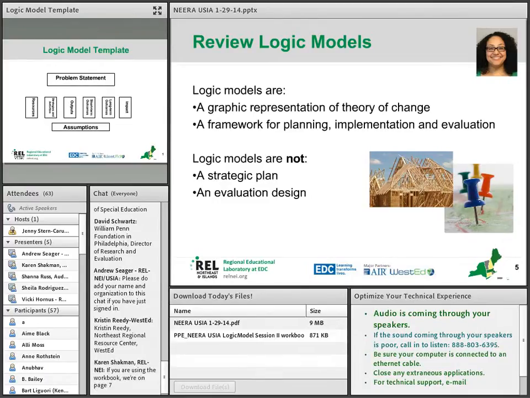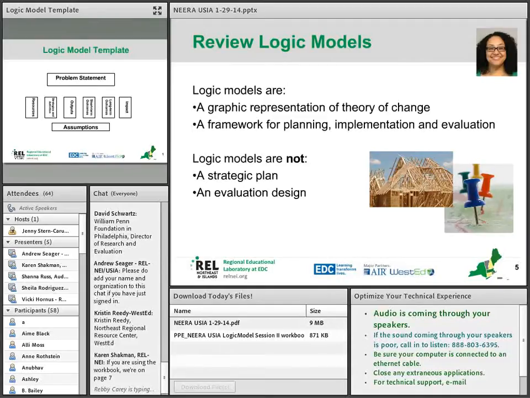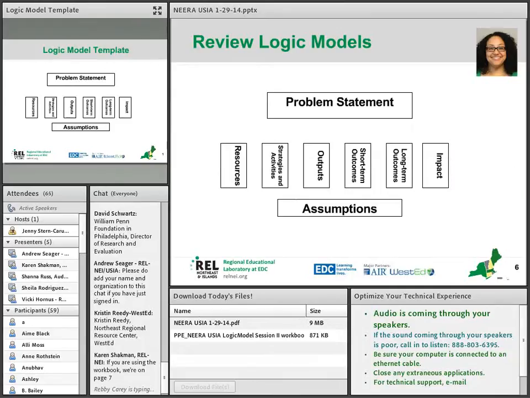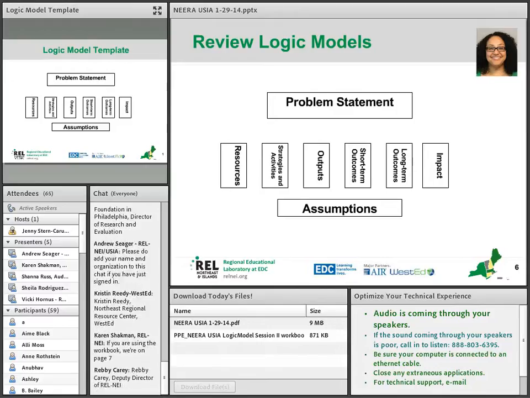We also discussed in our first session what logic models are not. A logic model is not a fully developed plan for designing or managing a program or policy, nor is it an evaluation plan. Remember that a logic model can provide guidance about implementation, but further specification is needed in an implementation plan. As Karen mentioned here, this is a very basic logic model in its simplest form.